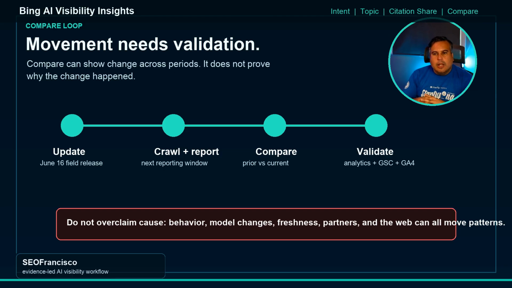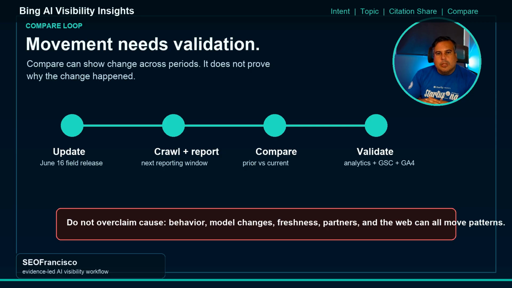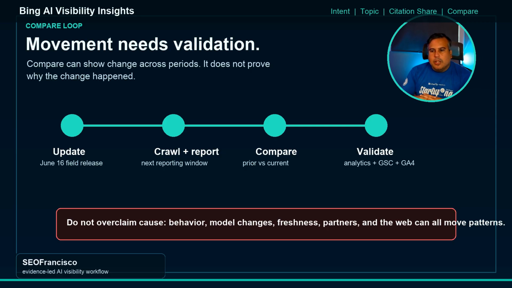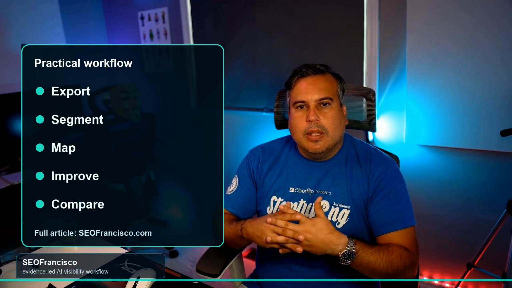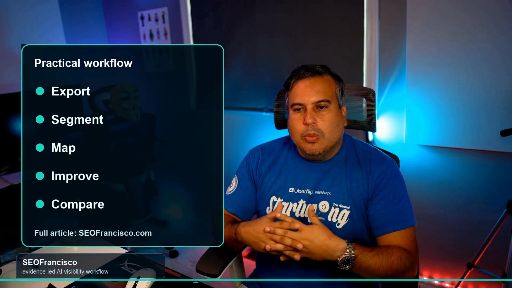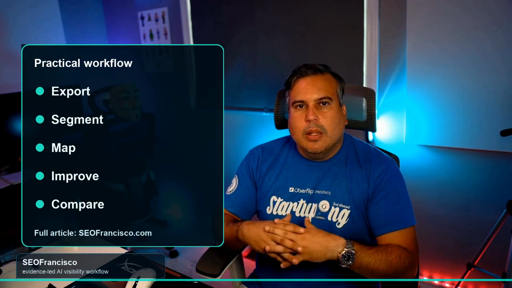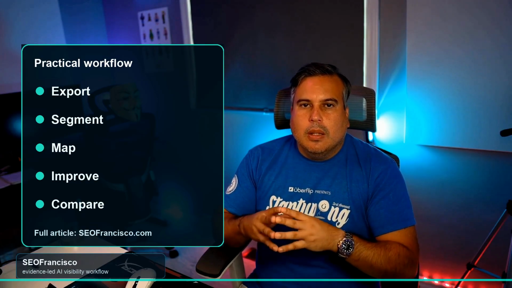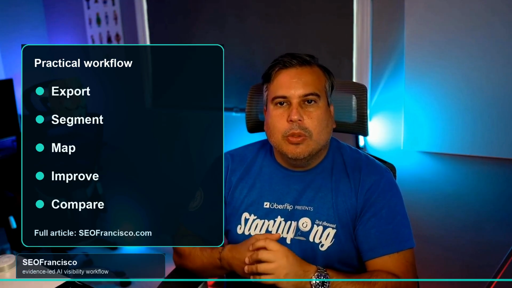So the practical takeaway is simple. Do not chase citation share as an AI ranking score. Use it to pick better questions. Which intent do we care about? Which topic is weak? Which page deserves work? And what changes after the next reporting window?